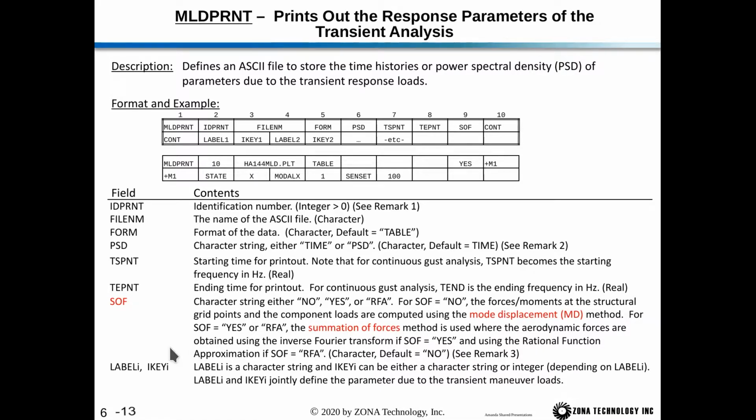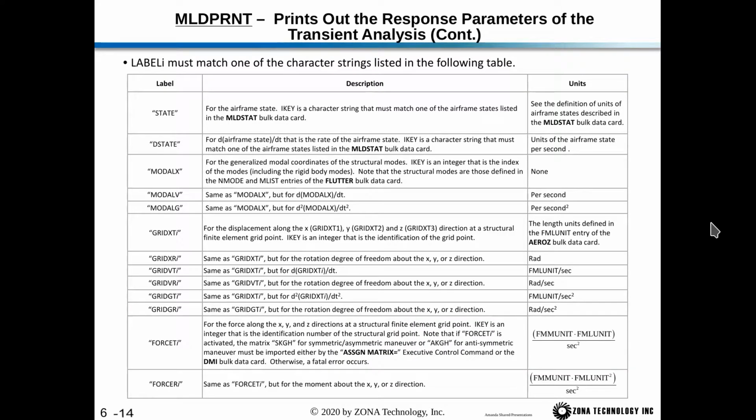And then lastly, we have an open-ended input, label and I key. Label is a character string, and I key is either a character string or an integer depending on label. These jointly define the parameter of interest due to the transient maneuver loads. Each of these parameters will be output into the MLD print output file. And this is a table of what the label and I key can be to define the parameters.